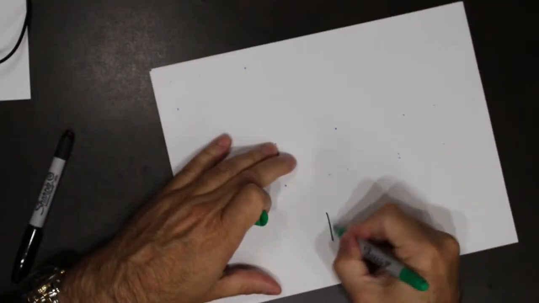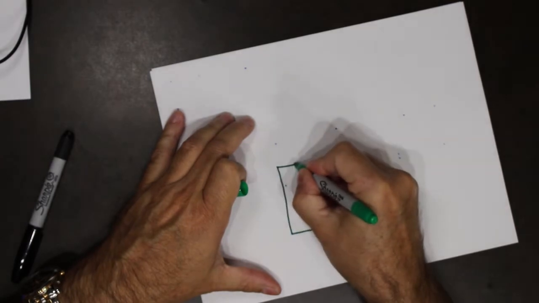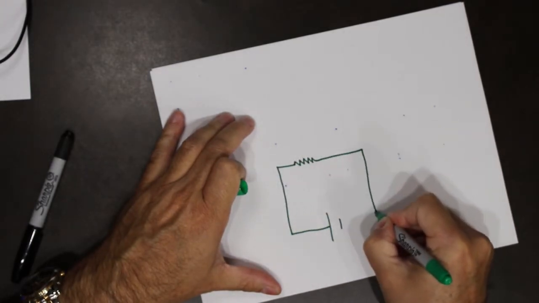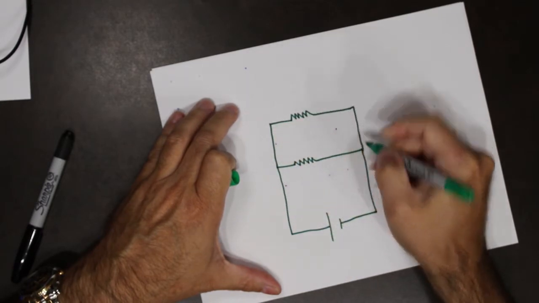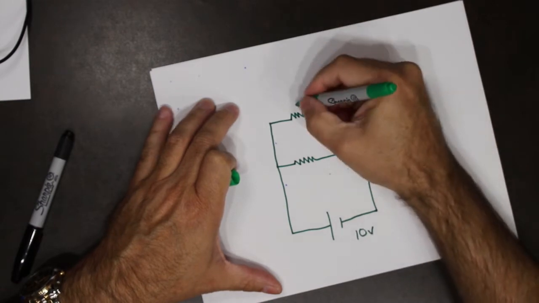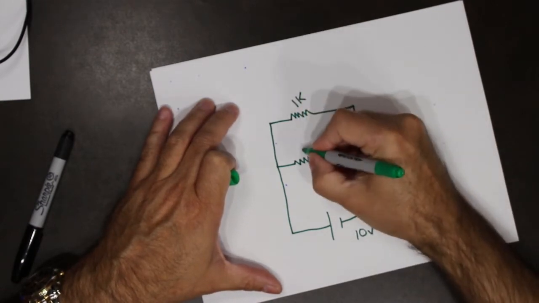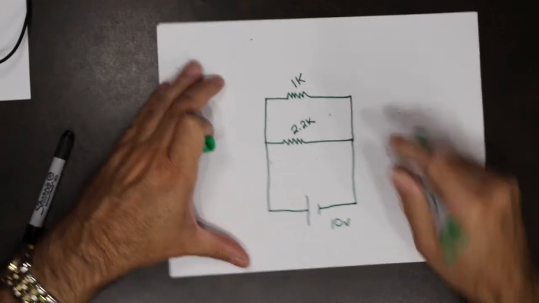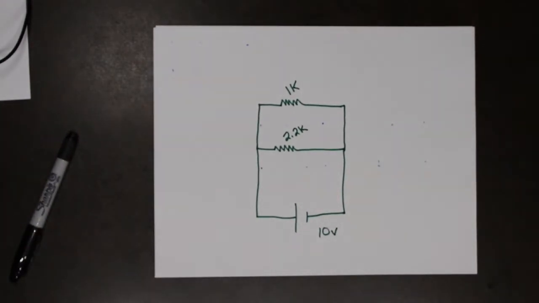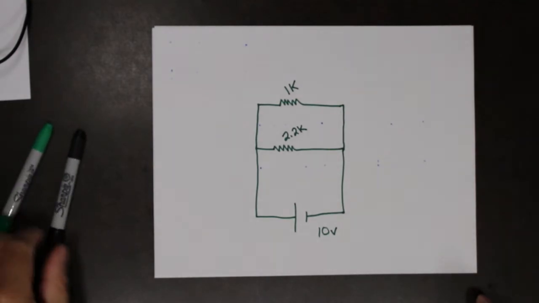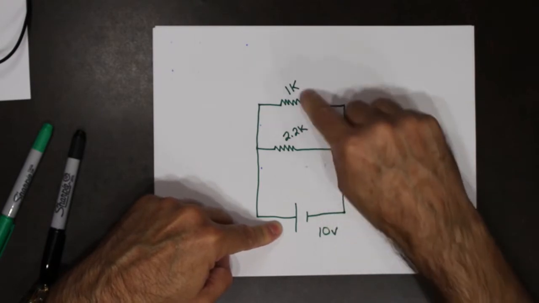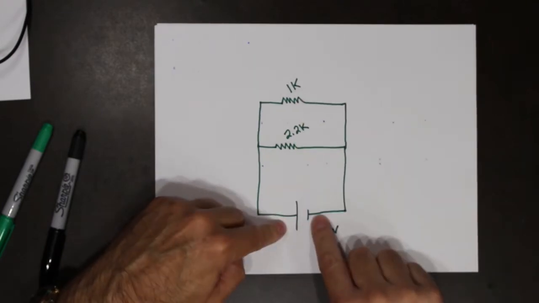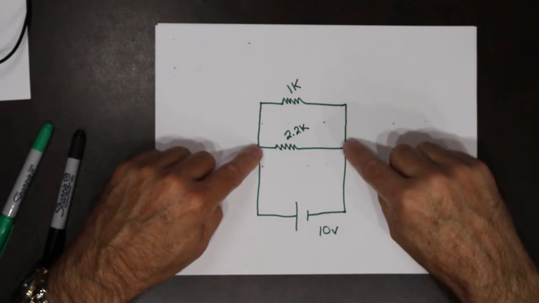So, in a parallel circuit, you can have many resistors in parallel. We're going to start with just two. $1K, 2.2K. So I have two resistors, and those two resistors share the same voltage source. So therefore, those two resistors get their voltage from the same place. They are in parallel.